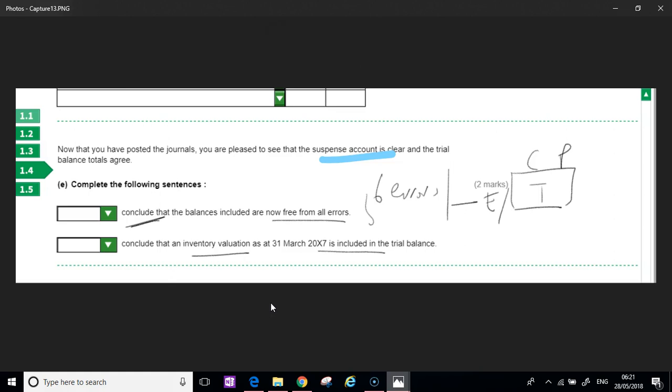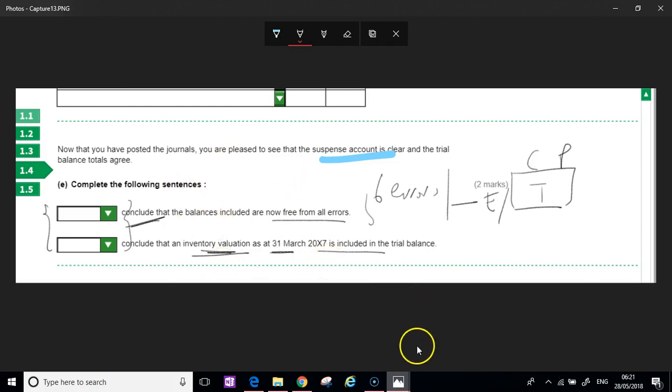But remember that this inventory valuation is a journal at the end, so you need to put through the journal. You don't know if the journal's been put through. And you also need to make sure that there are no broken goods or whatever. So you can't quite conclude that just yet. You don't have that information. So for both of these, you just can't quite conclude those issues.